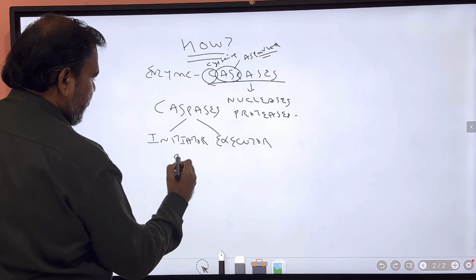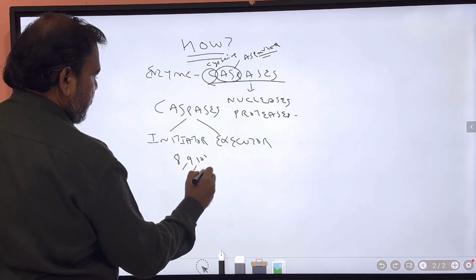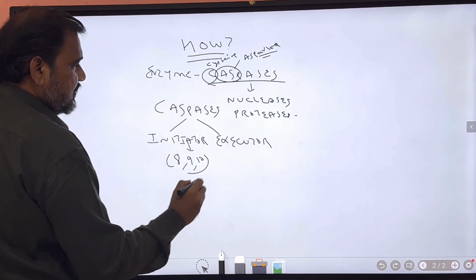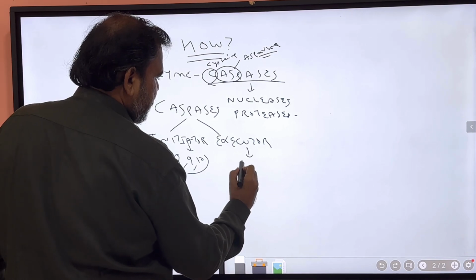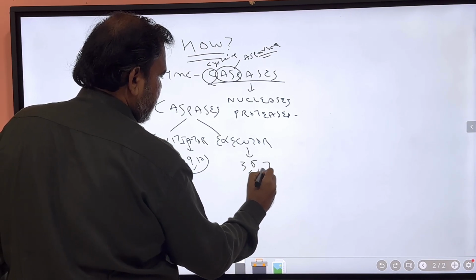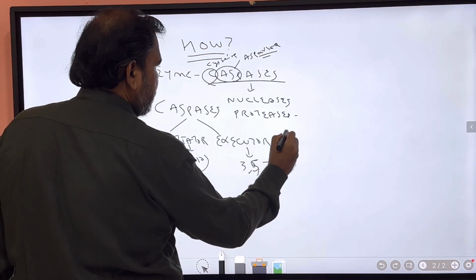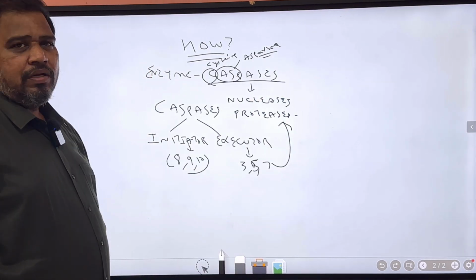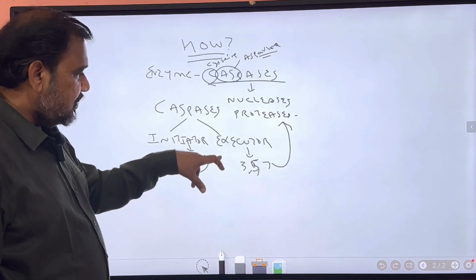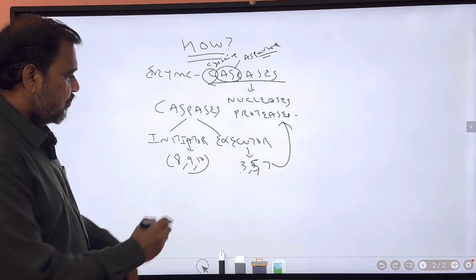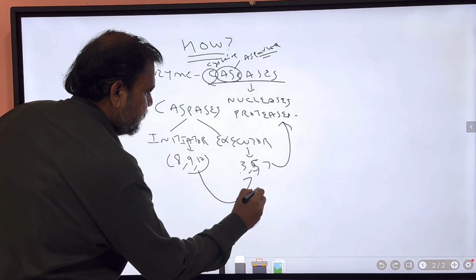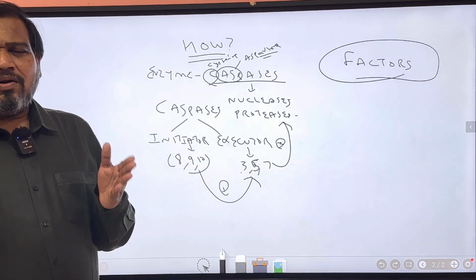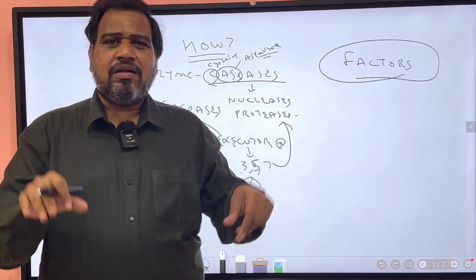Caspases 8, 9, 10 come under the initiator caspases. Executor caspases are 3, 5, 7, and these are the ones which produce nucleases and proteases. But for 3, 5, 7 to form, I need initiator caspases. So, there are some factors regulating apoptosis. Always remember, all cells cannot undergo apoptosis.